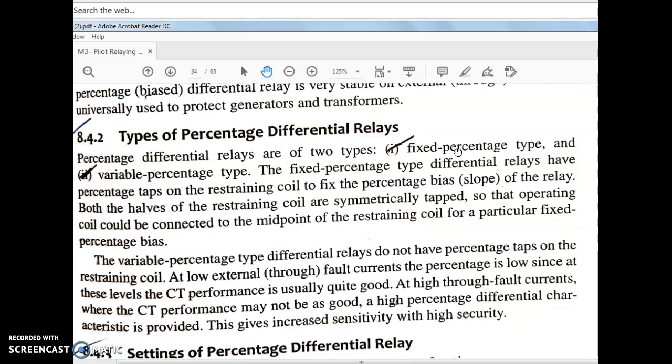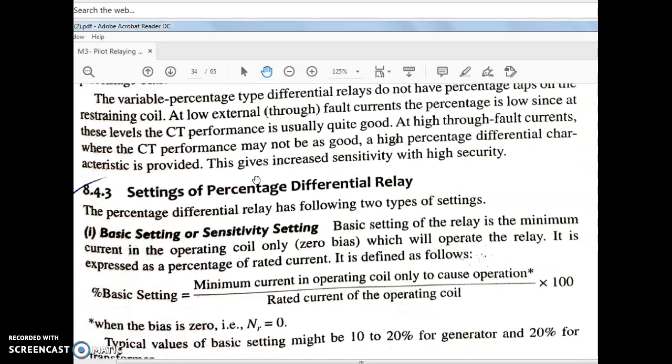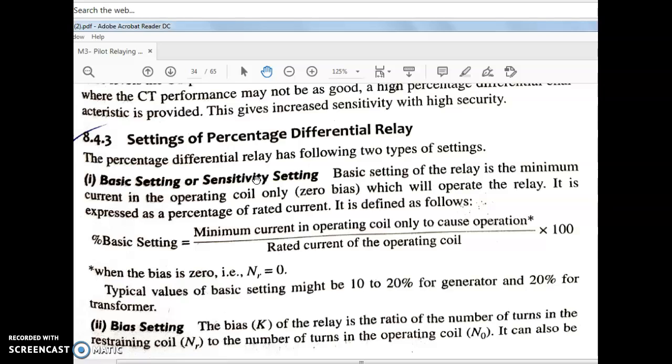See here, the first one is the fixed percentage type, and the second is the variable percentage type. So there are two types of percentage differential relay. Then the settings of the percentage differential relay, which sometimes they may ask. The basic setting or sensitivity setting, the percentage set. The basic setting is the minimum current in the operating coil to cause the operation.